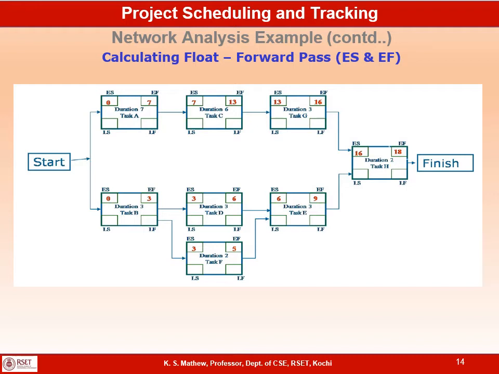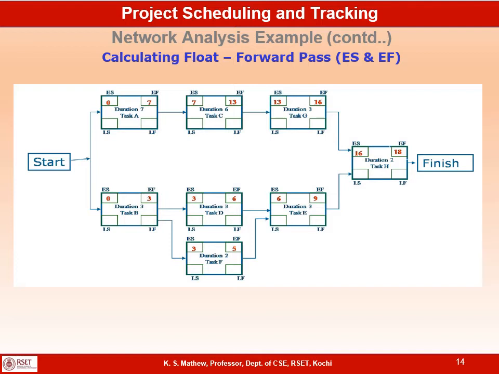which is 16. So task F is complete on the 9th, but we cannot start H on the 9th day because task G will be complete only on the 16th day. So task H has to wait till G is also complete, which is on the 16th day. So the early start of H will be 16 and the duration of H is 2. So the early finish of H is 18, 16 plus 2. So we have completed the forward pass.